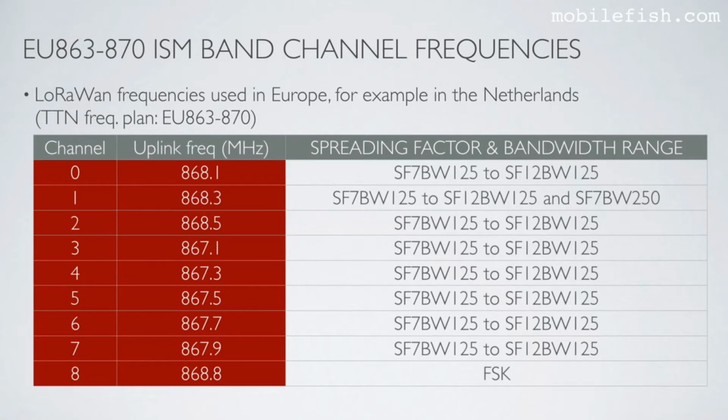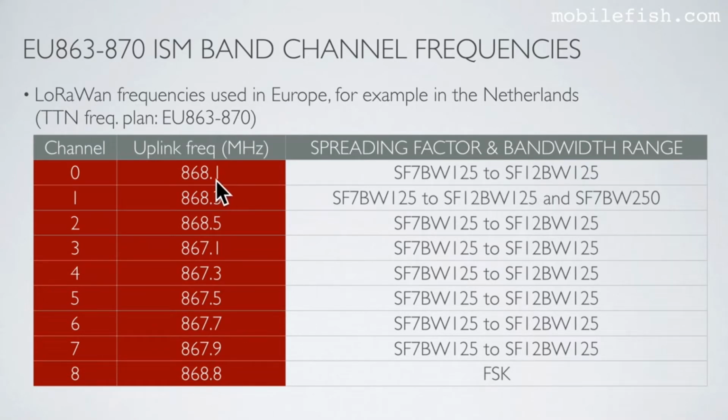In this table, you will find the LoRaWAN frequencies used in Europe, for example in the Netherlands. These uplink frequencies match the Things Network frequency plan AU 863 to 870 MHz. Channel 0 uses this uplink frequency, Channel 1 uses this uplink frequency, Channel 2 uses this uplink frequency, etc. And for each uplink frequency, there is a corresponding spreading factor and bandwidth range, as you can see over here. I will explain spreading factors in another video.